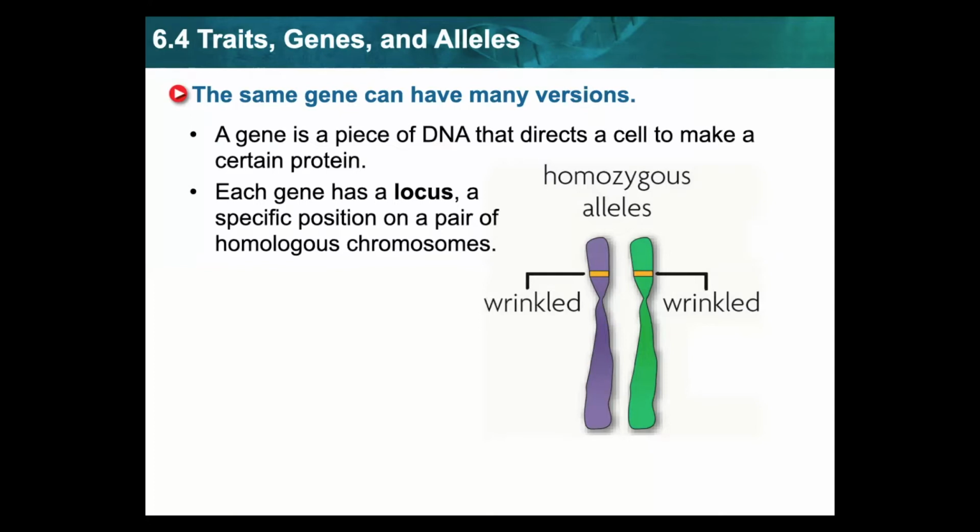So if they're homozygous, it means the same exact genes. You might have seen, I think, in homework last night, they talked about homozygous versus heterozygous. Homozygous are the same exact genes, in this case, both wrinkled. You can have heterozygous, which in this case would be one wrinkled gene and one smooth gene. So that's what homozygous versus heterozygous means. Does everybody have this one down?